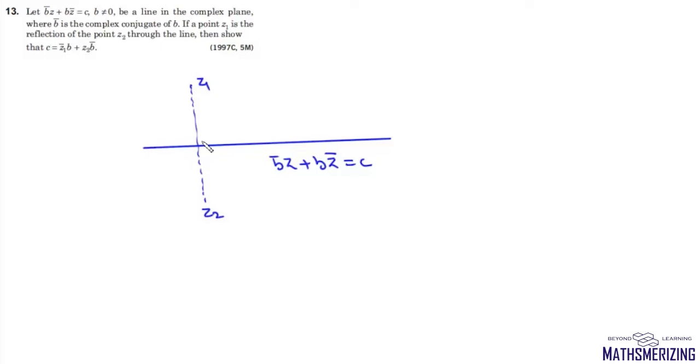Now this line is basically the perpendicular bisector of Z1 and Z2, and we know that the equation of the perpendicular bisector is given by mod of Z minus Z1 equals mod of Z minus Z2. Now we square it, we can write (Z minus Z1)(Z bar minus Z1 bar) is equal to (Z minus Z2)(Z bar minus Z2 bar).